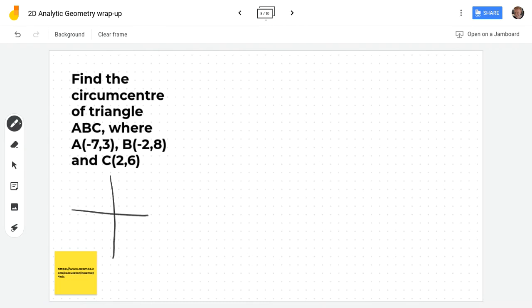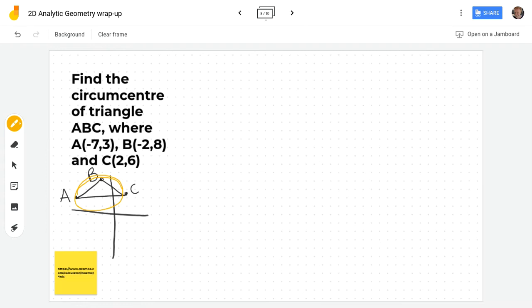So, a very rough sketch. A (-7, 3), B (-2, 8), and C (2, 6). The triangle is going to look something like this, and you're trying to find the circumcenter. That means if you draw a circle that goes through all three of these points, let's pretend that that's a nice perfect circle.